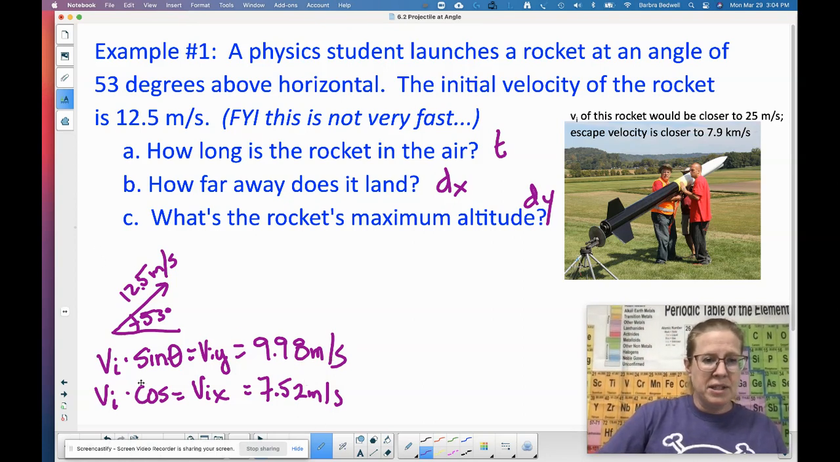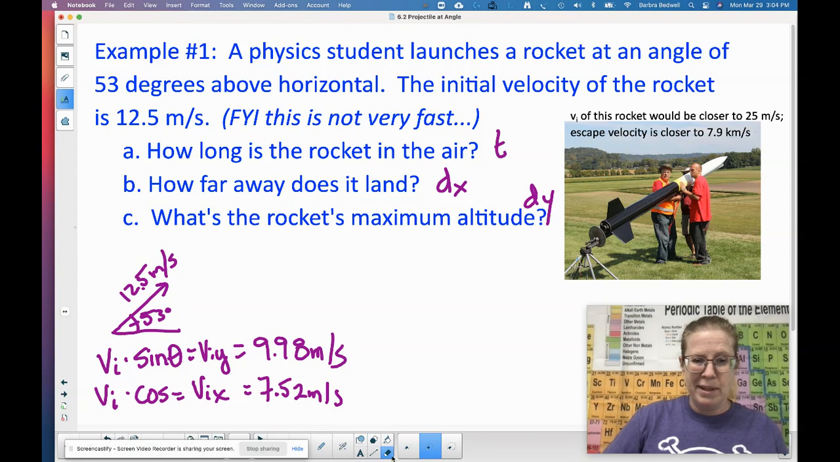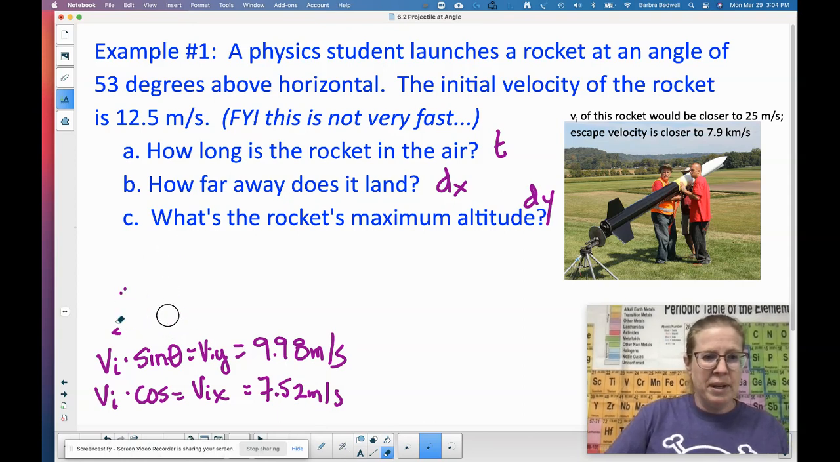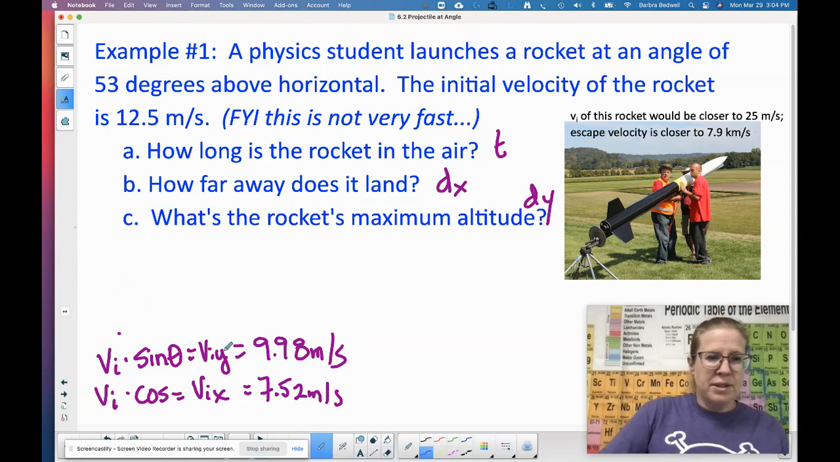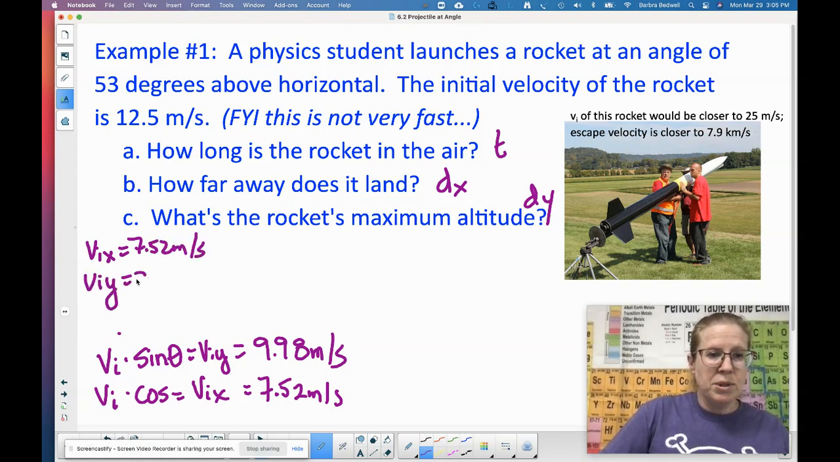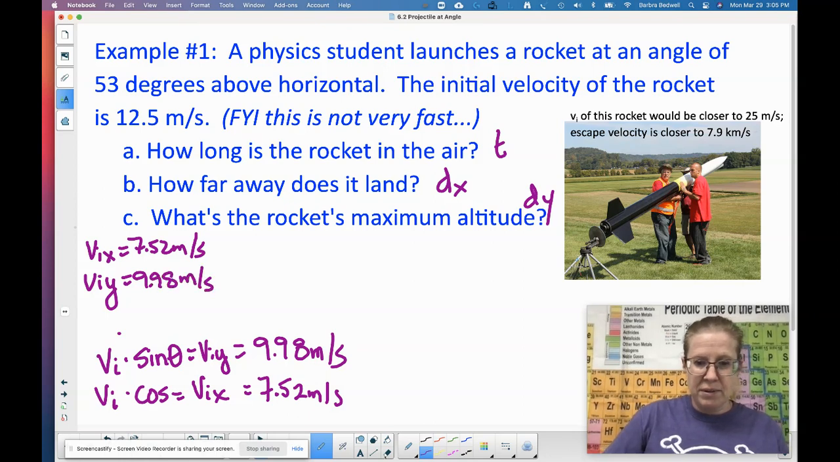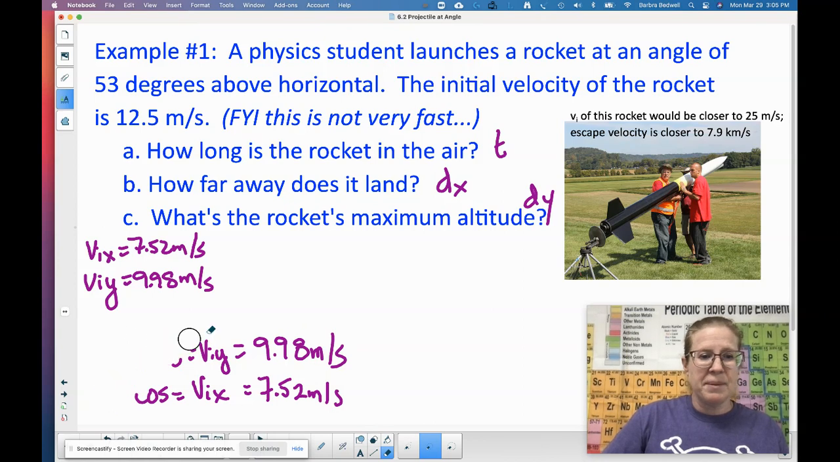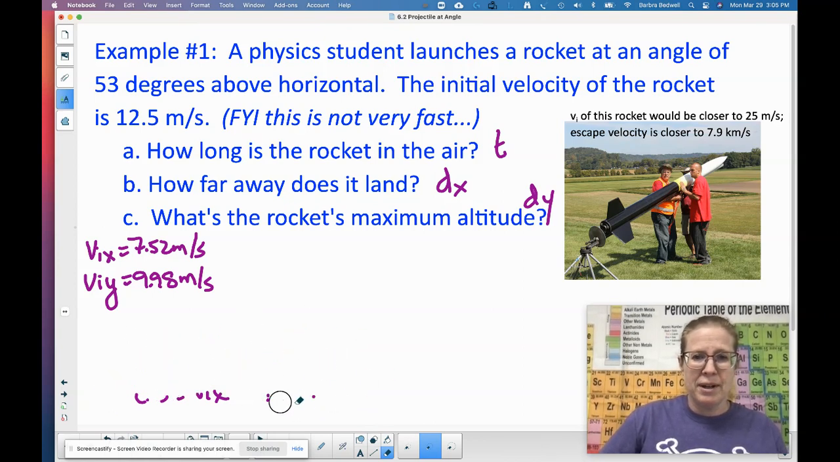So I'm going to make a list of my little variables up here so I have a spot where I can write them, because I'm going to need some more room to get all this done by the time I'm done here. All right, so hold on. All right, what do we know? What do we got? So let's see, VIX is equal to 7.52 meters per second. VIY is equal to 9.98 meters per second. So just so I've got those, so I don't lose them later, because I'm going to have to keep erasing and give myself enough space to do some work.